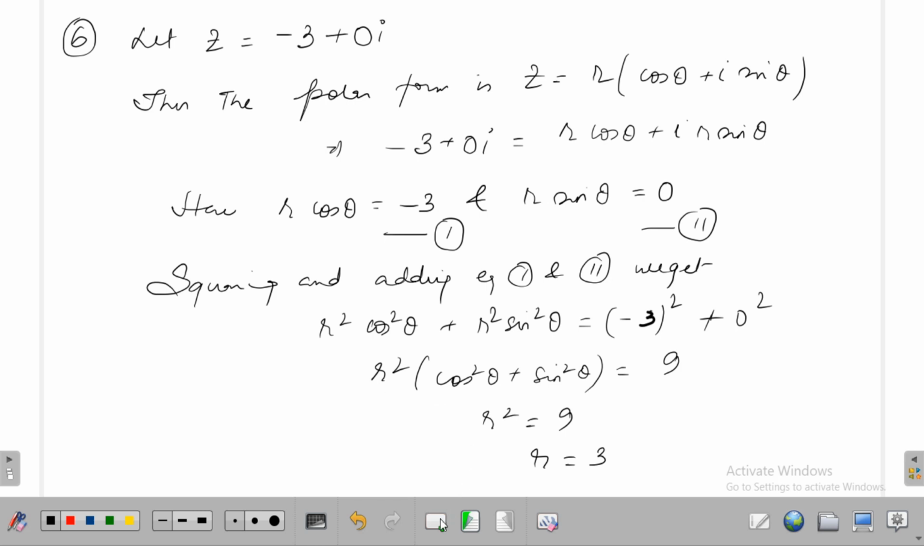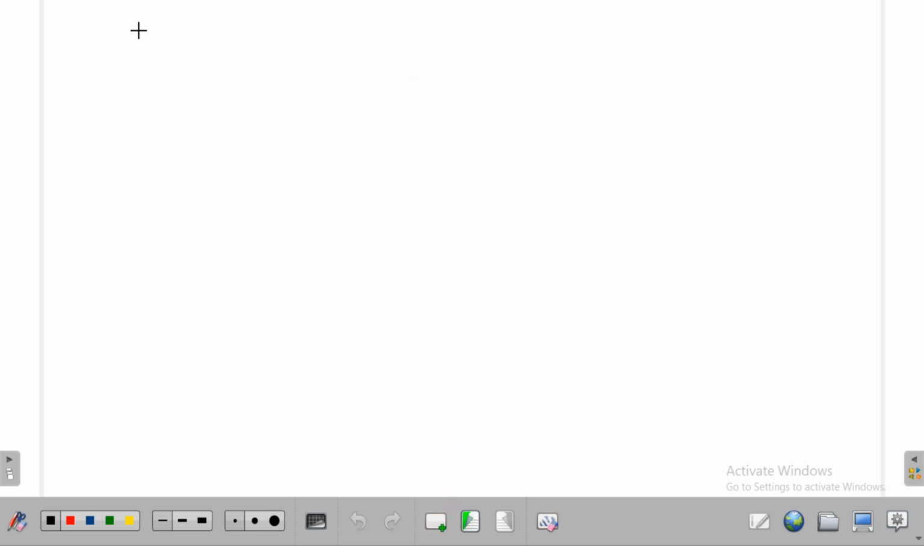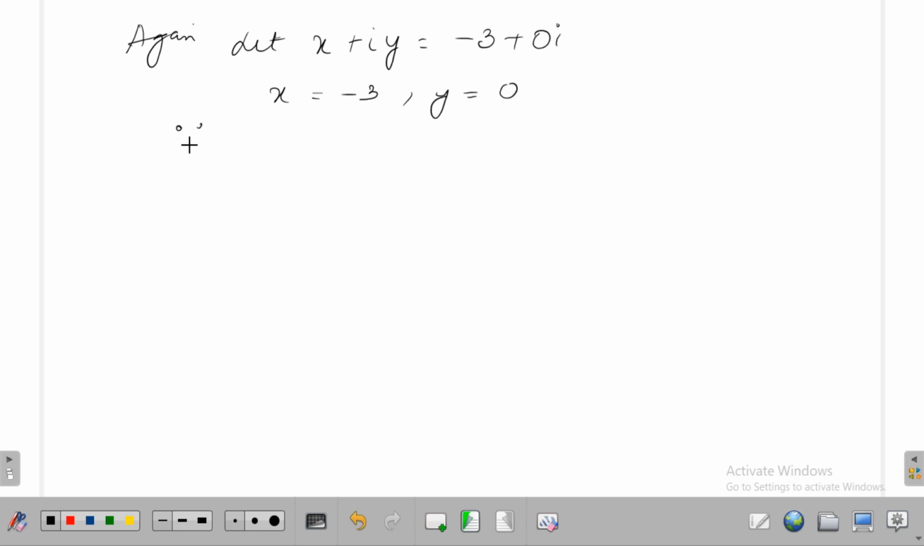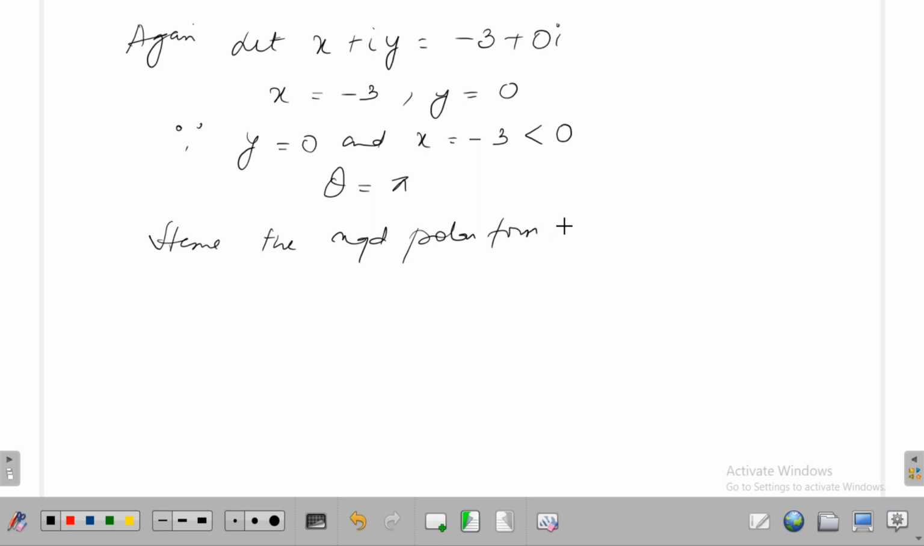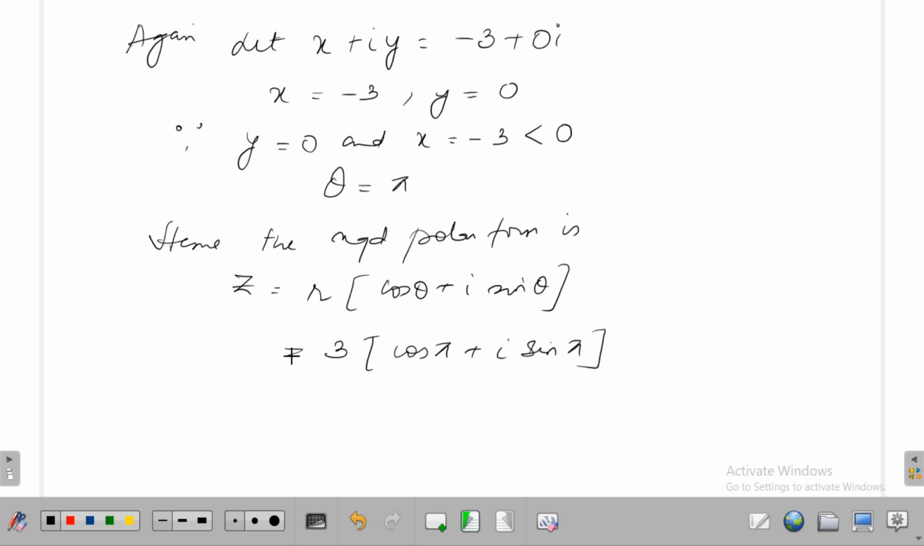Let me go again in order to find the value for theta. Let x plus iy be equal to minus 3 plus 0i. So x happens to be minus 3 and y is equal to 0. Since y is equal to 0 and x is equal to minus 3, which is less than 0, when you go back to your note and see point number 3, we get the value for theta as pi. So hence the required polar form is z is equal to r times cos theta plus i sine theta. The value for r, I got it to be 3, so this will be 3 times cos pi plus i sine pi.